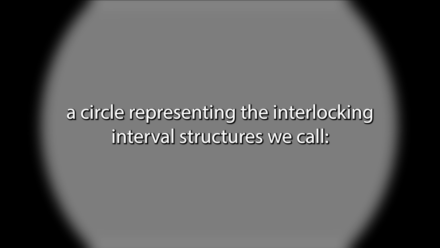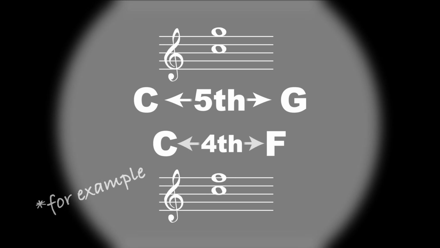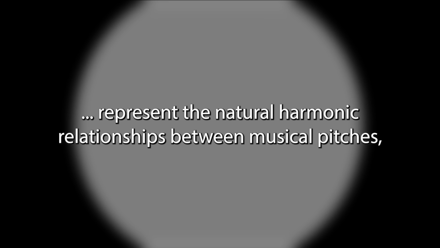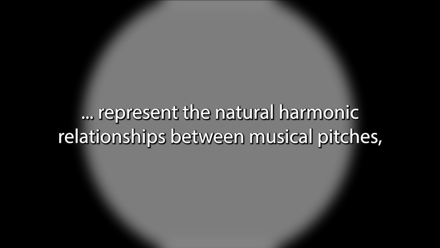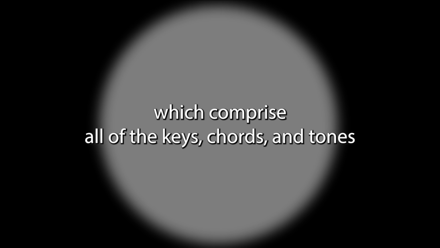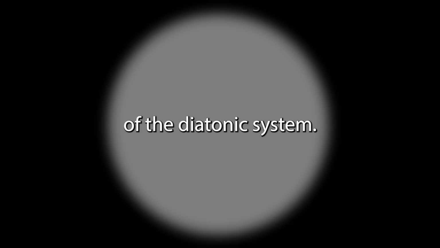One of the central icons of diatonic music is a circle representing the interlocking interval structures we call fifths and fourths. These two intervals are not just arbitrary numbers, but represent the natural harmonic relationships between musical pitches, which comprise all of the keys, chords, and tones of the diatonic system.